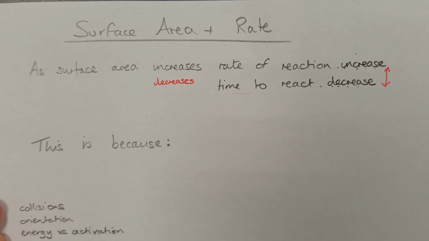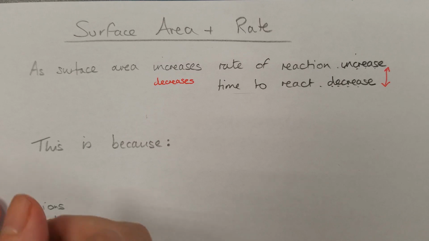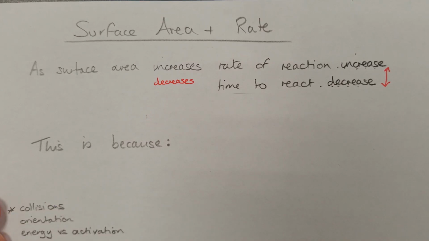Now, with surface area, you are only changing one of these things. So this is only going to be a 2-mark question. Remember temperature, you change both the collisions and the energy versus the activation energy. We're not adding any energy to this one. We're not affecting the orientation. So the only thing we're going to be changing is the collisions.